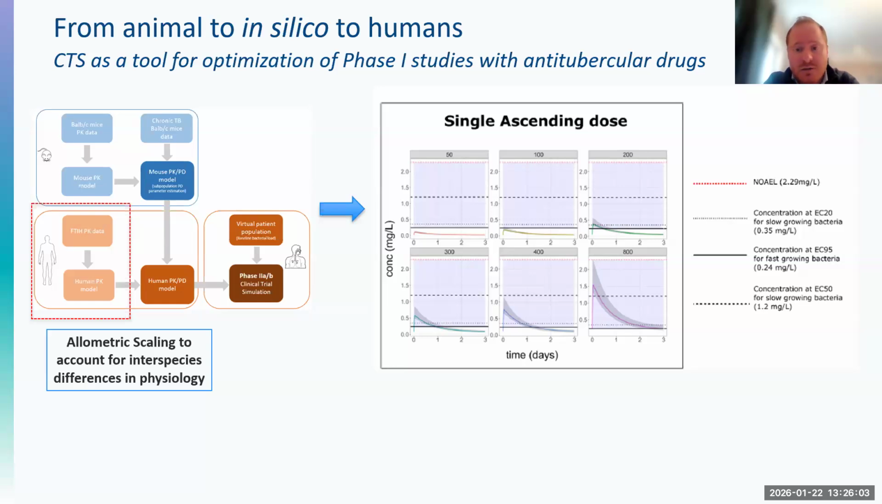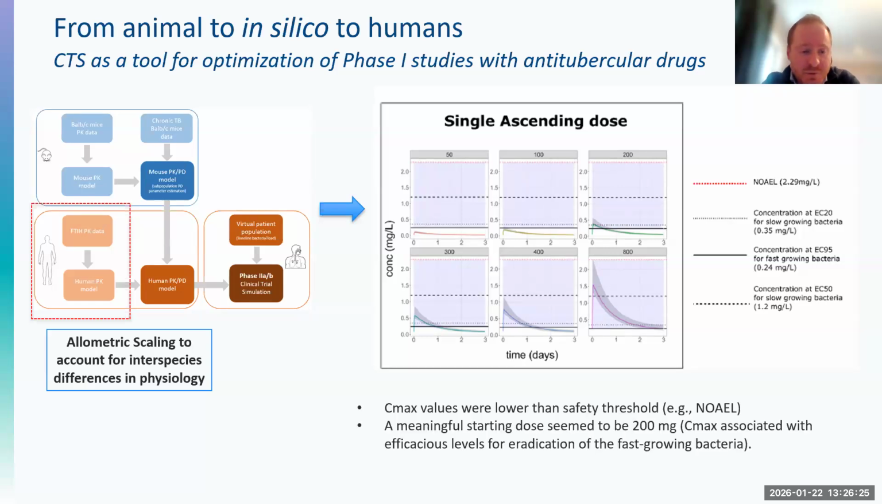The red dashed line refers to the NOAEL value. The black solid line refers to the concentration reaching 95% of maximal efficacy for the fast-growing bacteria, while the 2 black dashed lines refer to the concentrations reaching 20 and 50% of maximal efficacy for slow-growing bacteria. Based on these simulations, you can see that all the Cmax values were lower than our safety threshold, in this particular case the NOAEL value, while a meaningful starting dose seemed to be 200 milligrams, since the Cmax in this dosing scenario was associated with efficacious levels for the eradication of the fast-growing bacteria.